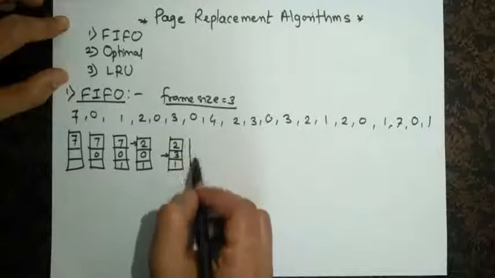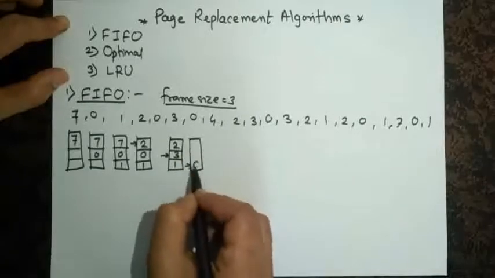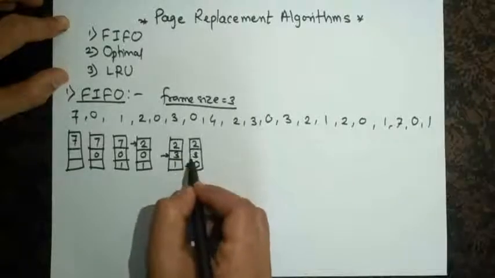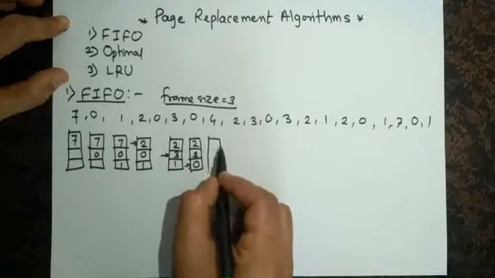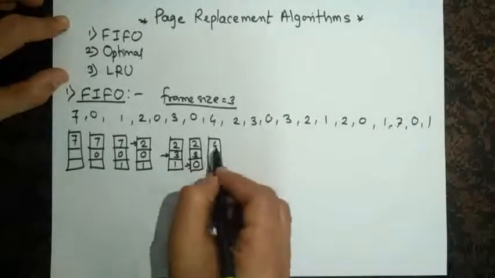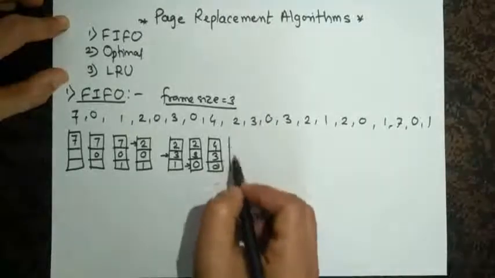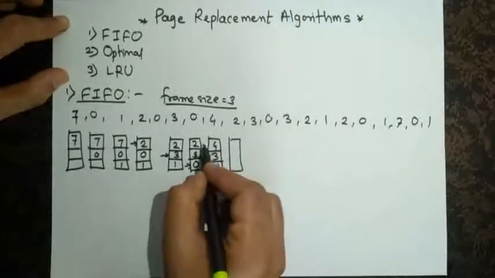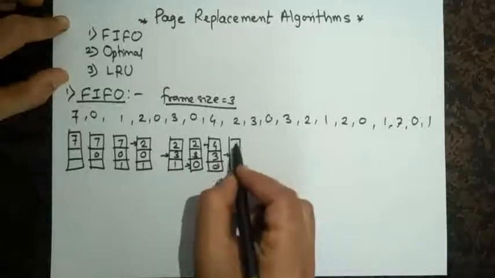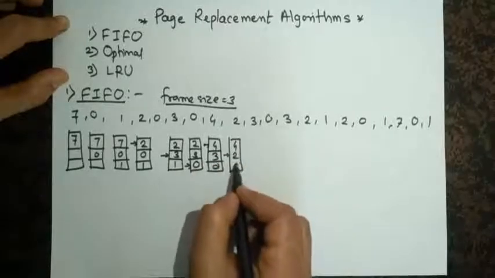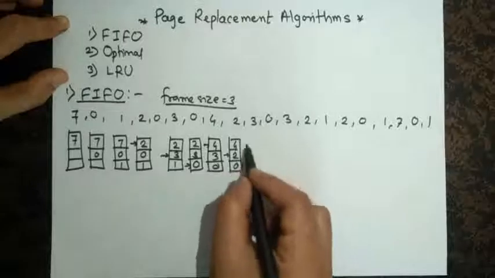Now 0 is again requested. So we have to put the 0 over here and the rest as it is. Now 4 is requested. So we should use the first location over here and the rest as it is. 2 is requested again. So we just replaced at this position. Now this is the position to replace here. So I will replace this over here. Now 3 is requested again.